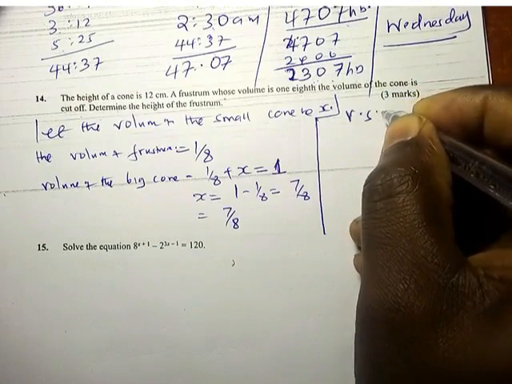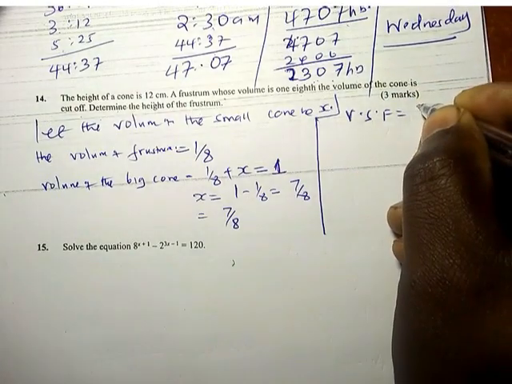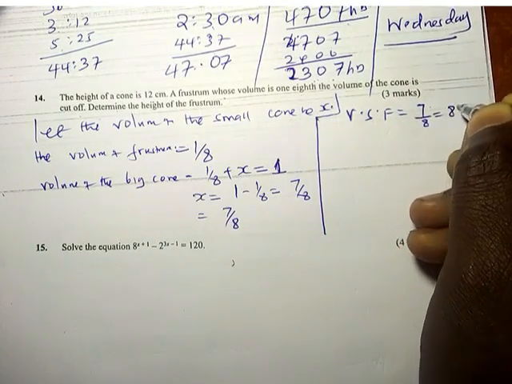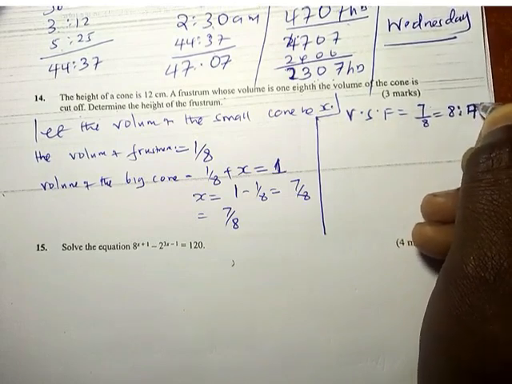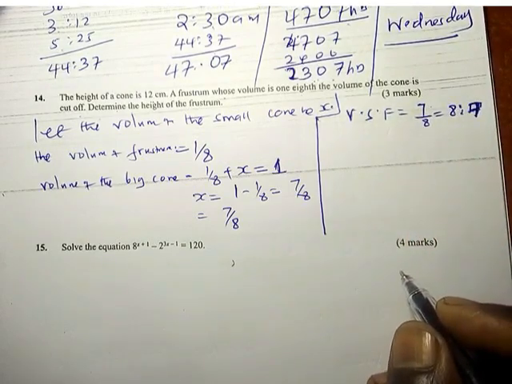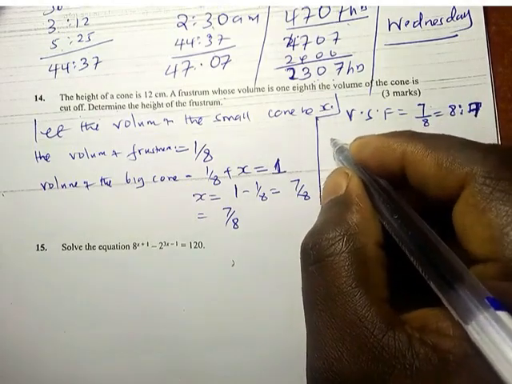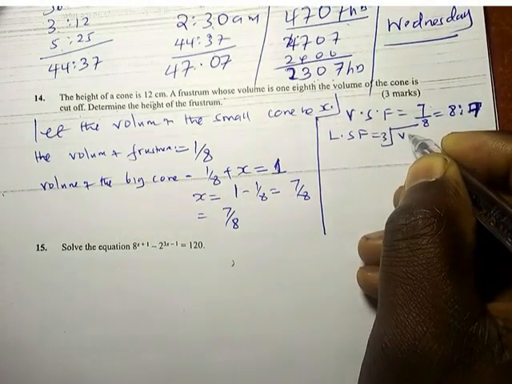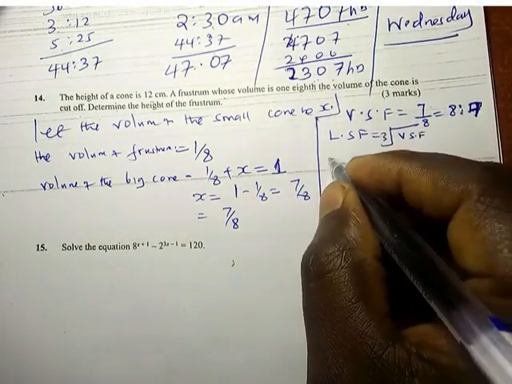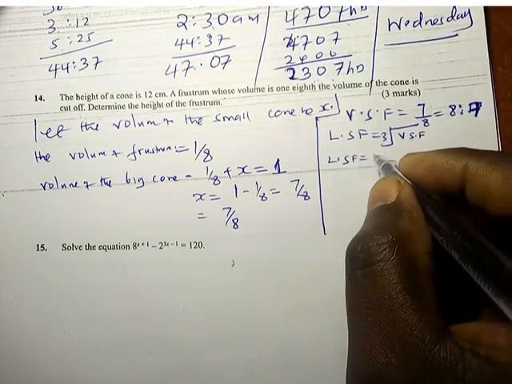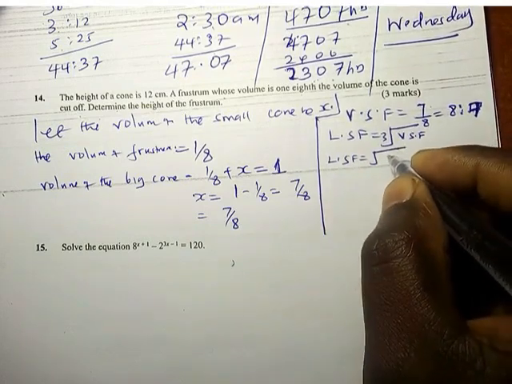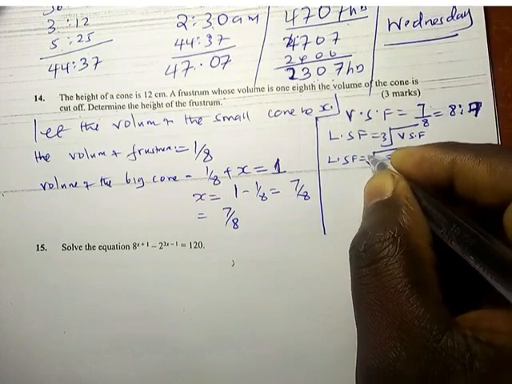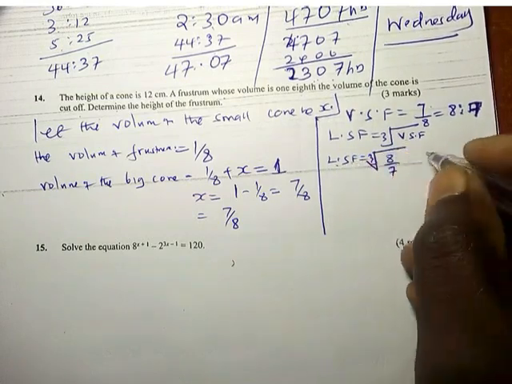So the volume scale factor is equal to 8/7, which is the same as 8:7 in ratio form. So the linear scale factor is equal to the cube root of the volume scale factor. So the linear scale factor is equal to the cube root of 8/7. The cube root of it will give us the linear scale factor.